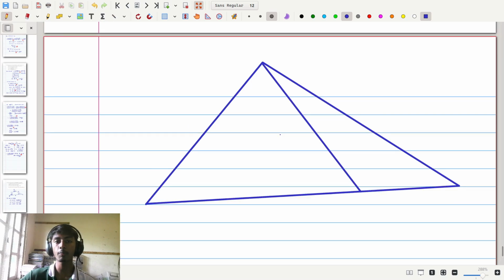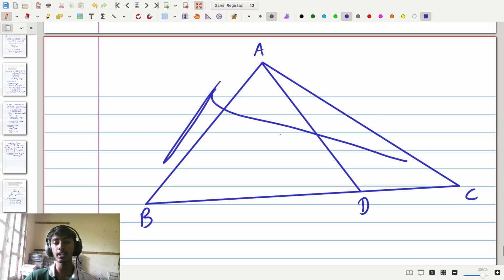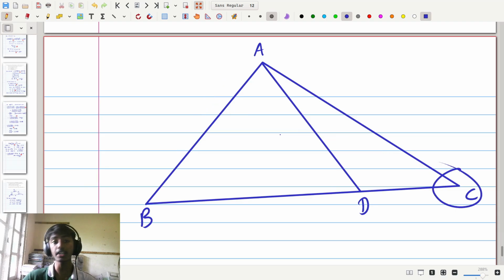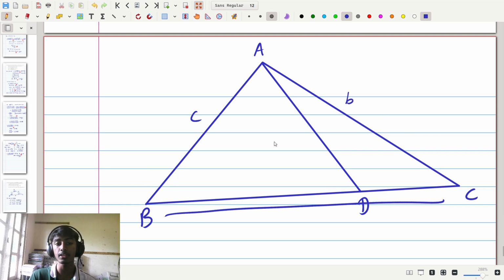Now marking out the points, we can see this point is A, this point is D, this is B, and this is C. Then the side length here, which is opposite to the vertex C, will be the length simple c, and this side length here opposite to B will be simple b, and the total side length here, BC, will be represented by simple a.